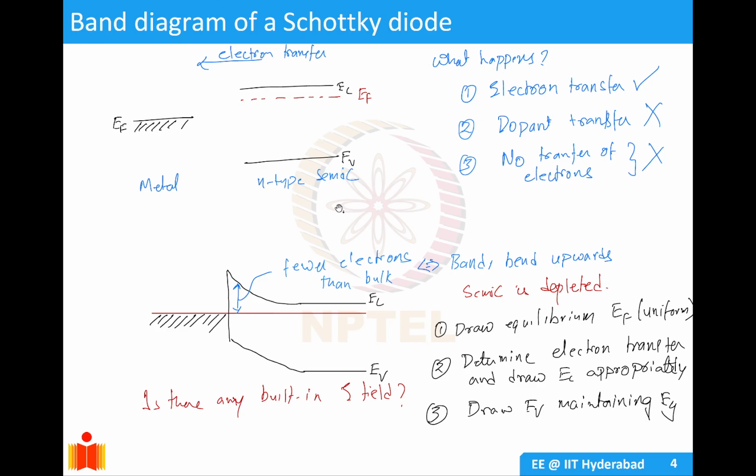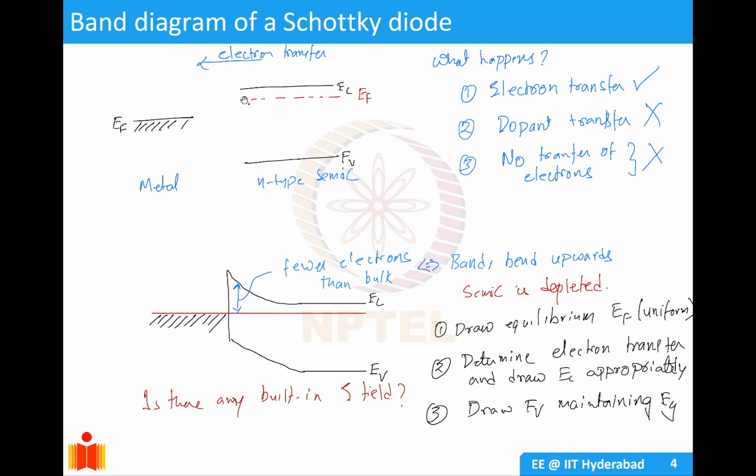So this will be a heterojunction. So what will happen when we try to join this? What happens is that when they come in contact, there is no applied bias. So to maintain equilibrium, the Fermi level has to be constant.